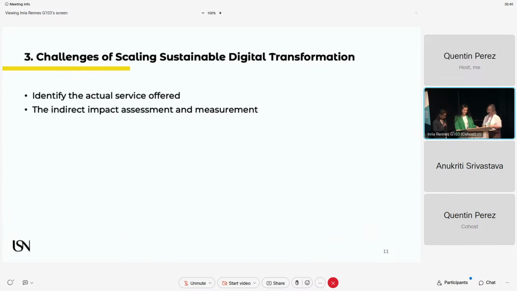Okay, so we are going to skip one. You can read that from the paper.